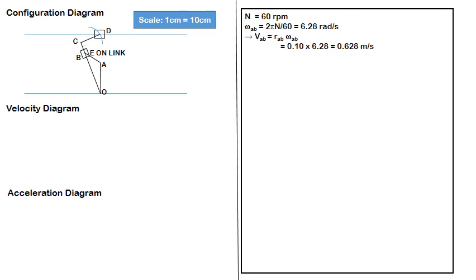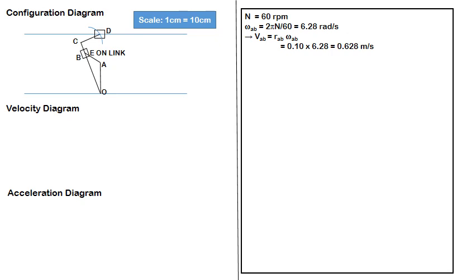So using that I have converted it to 6.28 radians per second, and hence I can find out the tangential velocity at point B using this equation. So VAB is equal to RAB into omega AB, where RAB is the length of the link AB, which is 10 centimeter, that means 0.1 meter, and we already calculated omega AB, so that's what I used, and I got the answer as 0.628 meter per second.